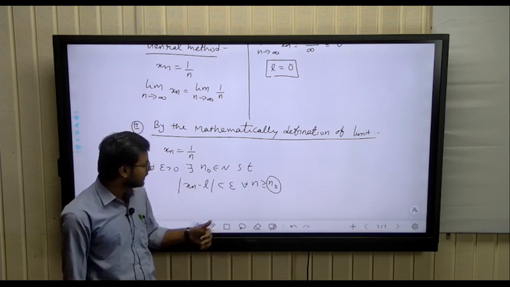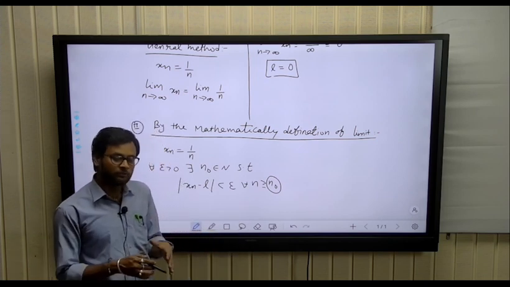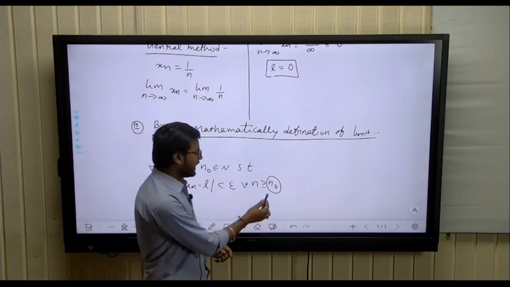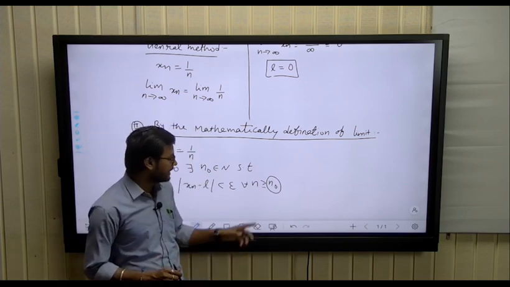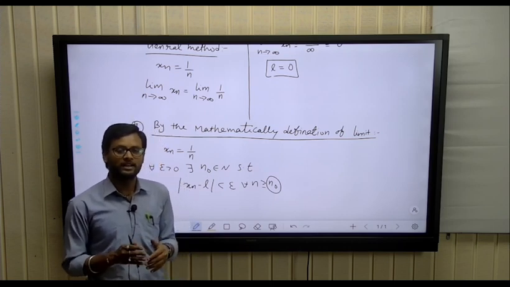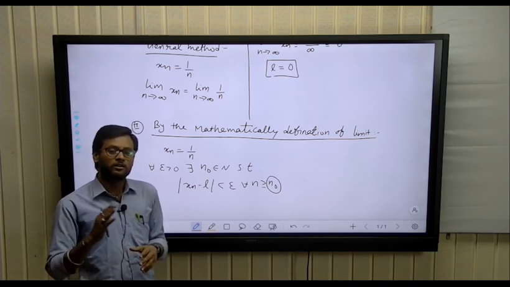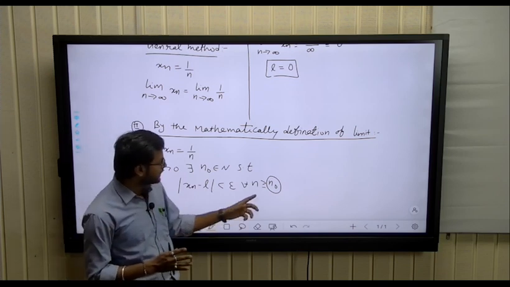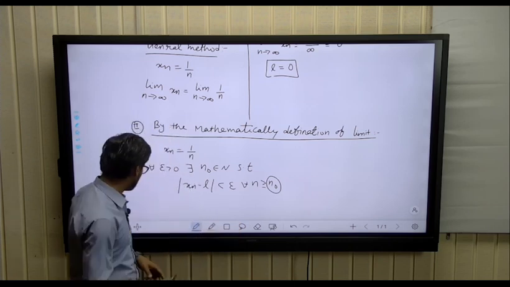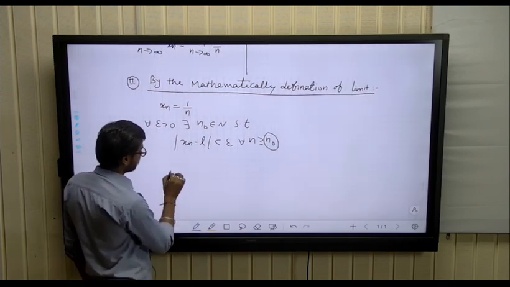If the n naught value does not exist, it means that the sequence has no limit. Again I repeat, if n naught does not exist, then we say that the limit of the sequence does not exist, so the sequence is not going to some limit. But if n naught exists, then we say that the limit of the sequence exists.